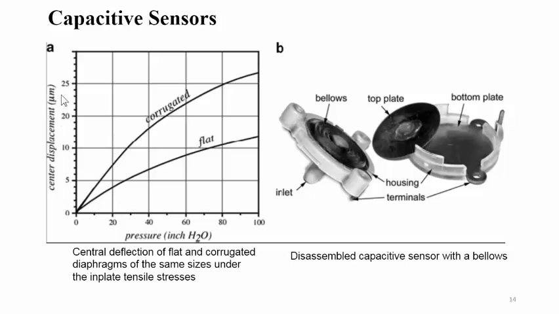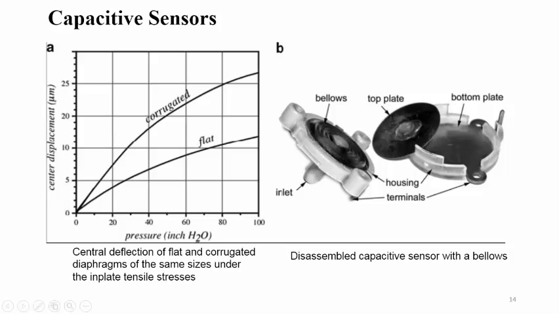In this figure A shows the response for the corrugated and the planar or flat diaphragm based pressure sensor, where the center displacement in micrometers is plotted versus applied pressure in inches of H2O. This is for the corrugated, and the second response is for the planar or flat diaphragm based sensor. And on the right hand side, in figure B, we can see the disassembly of this particular capacitive sensor.